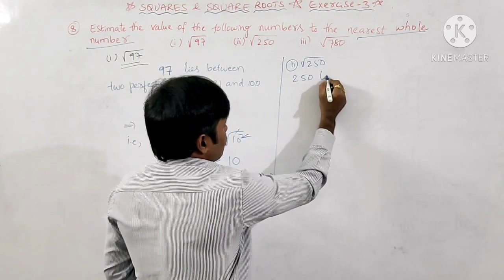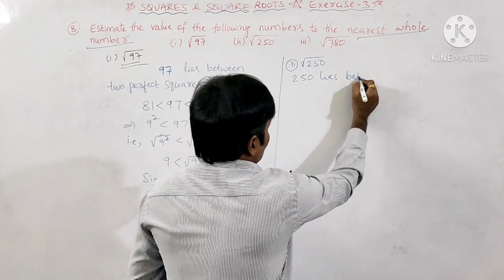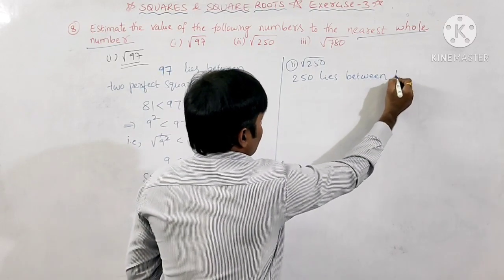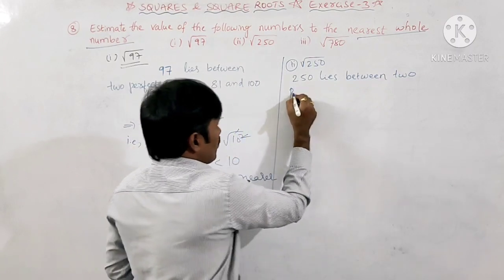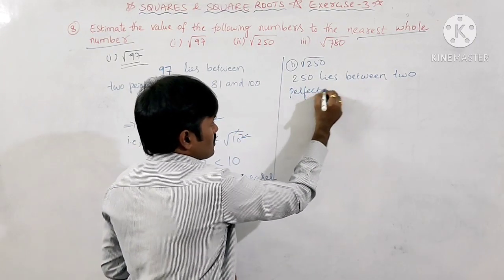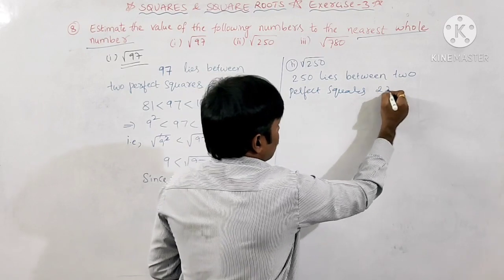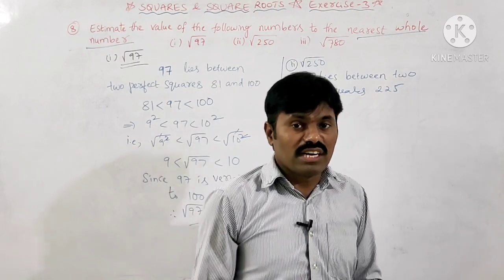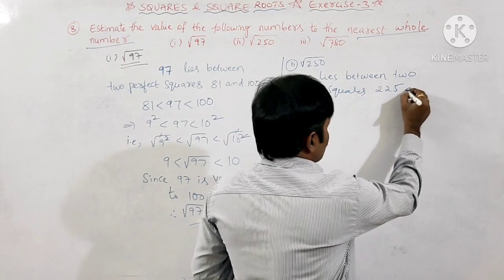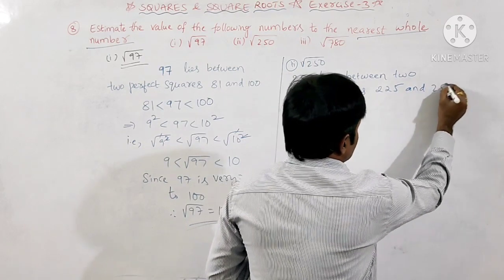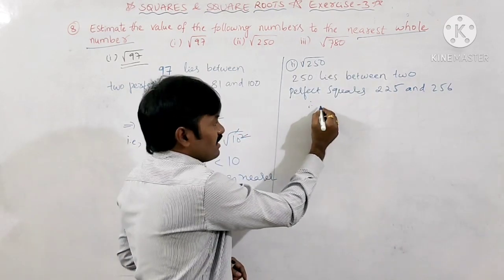250 lies between two perfect squares. What are those perfect squares? Those are 225 and 256. So we can write here like this.